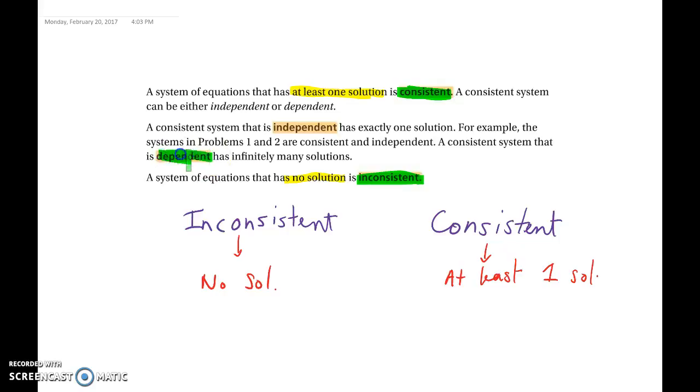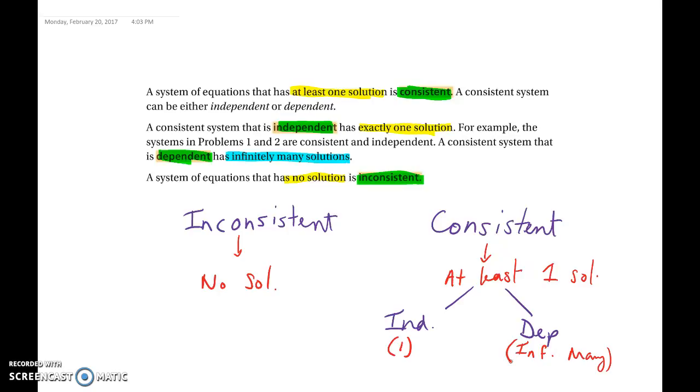Once we know that a system is consistent, meaning that it has solutions, it could be one of two things. It could be dependent or it could be independent. Independent means it has exactly one solution, whereas dependent means it has infinitely many solutions.